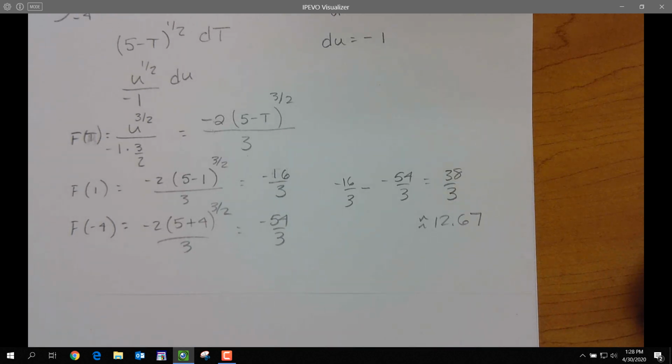So function given the interval, find the average value. The average value is different.